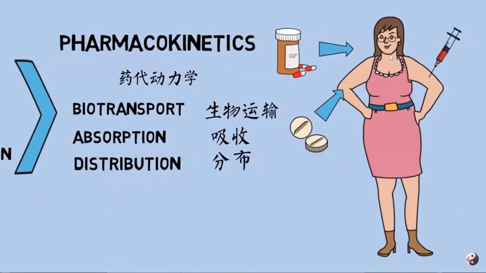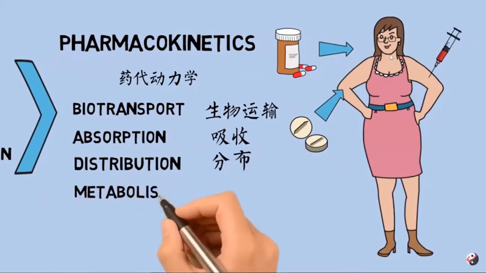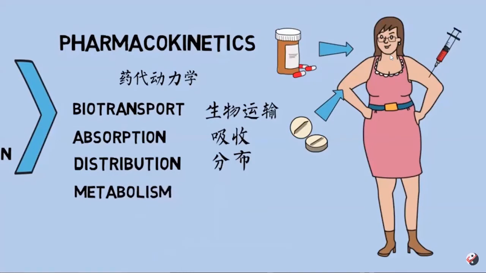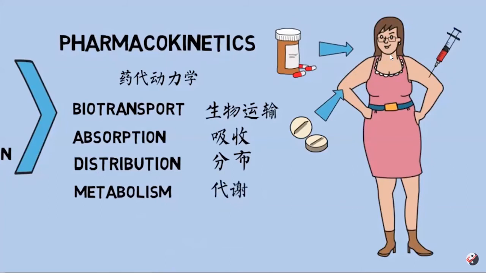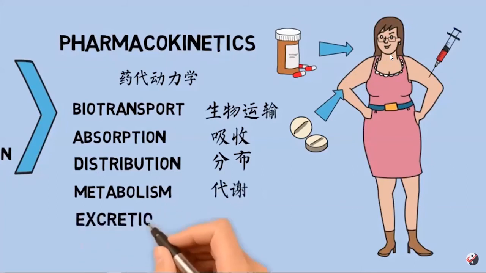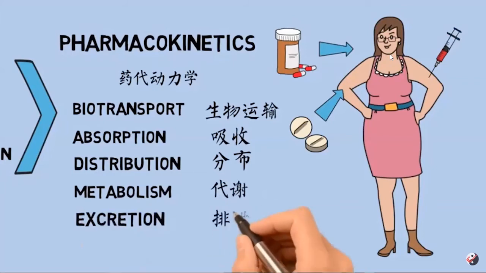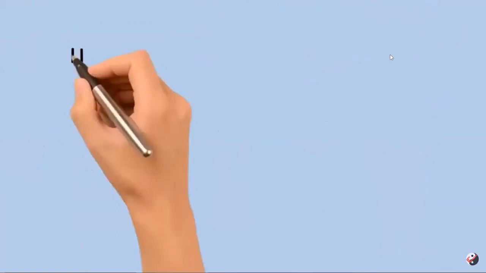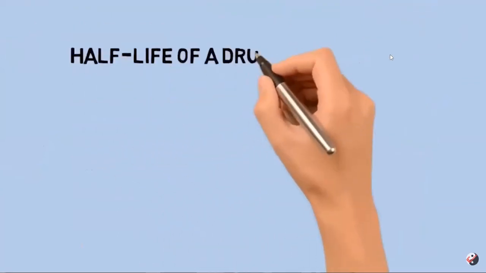Metabolism, or biotransformation, or inactivation, is the recognition by the organism that a foreign substance is present and the irreversible transformation of parent compounds into daughter metabolites. Excretion is the removal of the substances from the body. In rare cases, some drugs irreversibly accumulate in body tissue. When talking about excretion, the half-life of a drug is usually used.